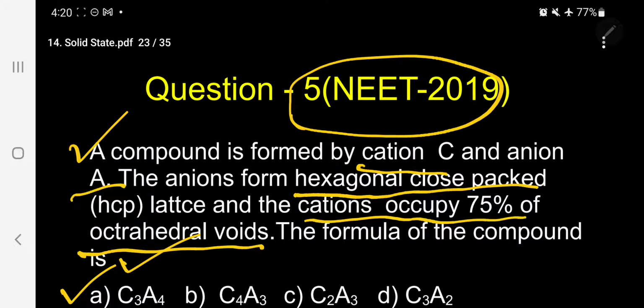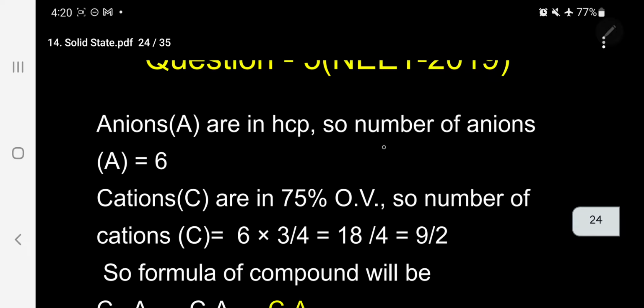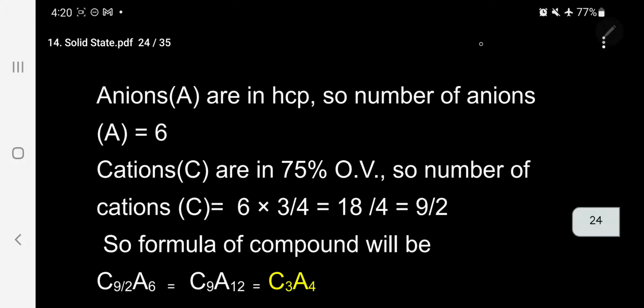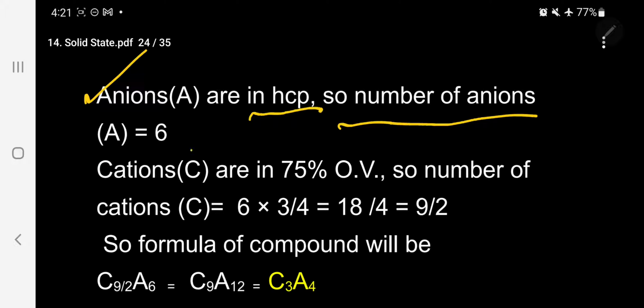My dear students, kindly follow as usual. This is asked under the solid state question, specifically under the formula for the octahedral void based on the crystal lattice. Kindly follow. So let me discuss the answer. The anions A are in HCP, hexagonal close packed. So the number of anions should be hexagonal, meaning A6.